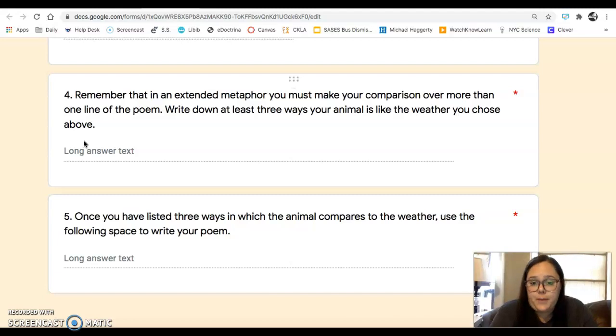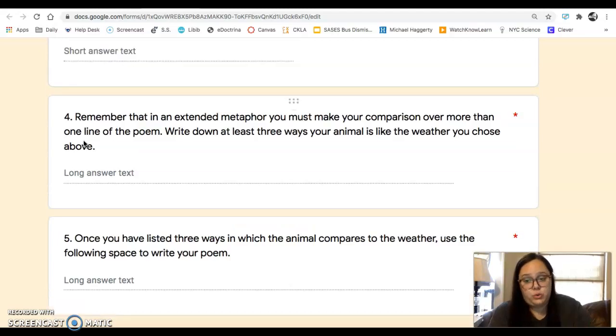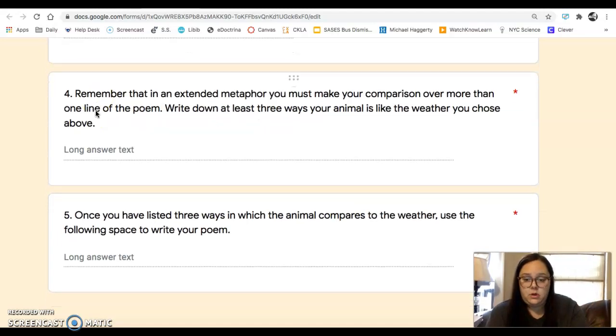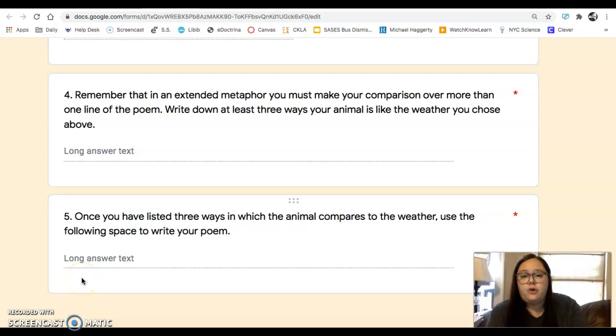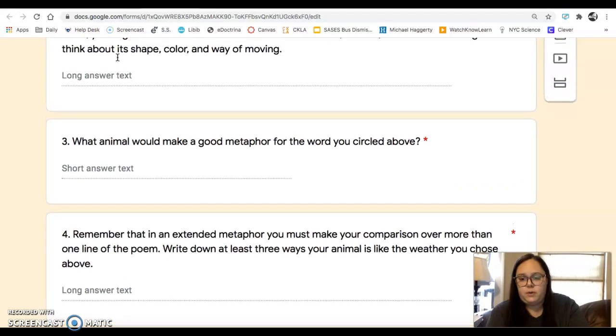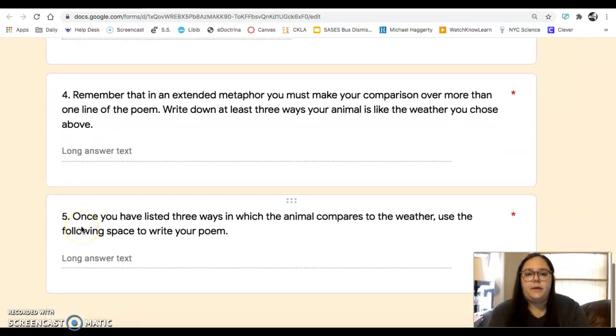Now you're going to make 3 different ways that your animal is similar. So now that you chose your animal and you chose your weather, give me 3 ways that they are the same. And then at number 5, you're going to finish writing your poem. So use all of this information from numbers 2, 3, and 4 and put it together to create your poem.